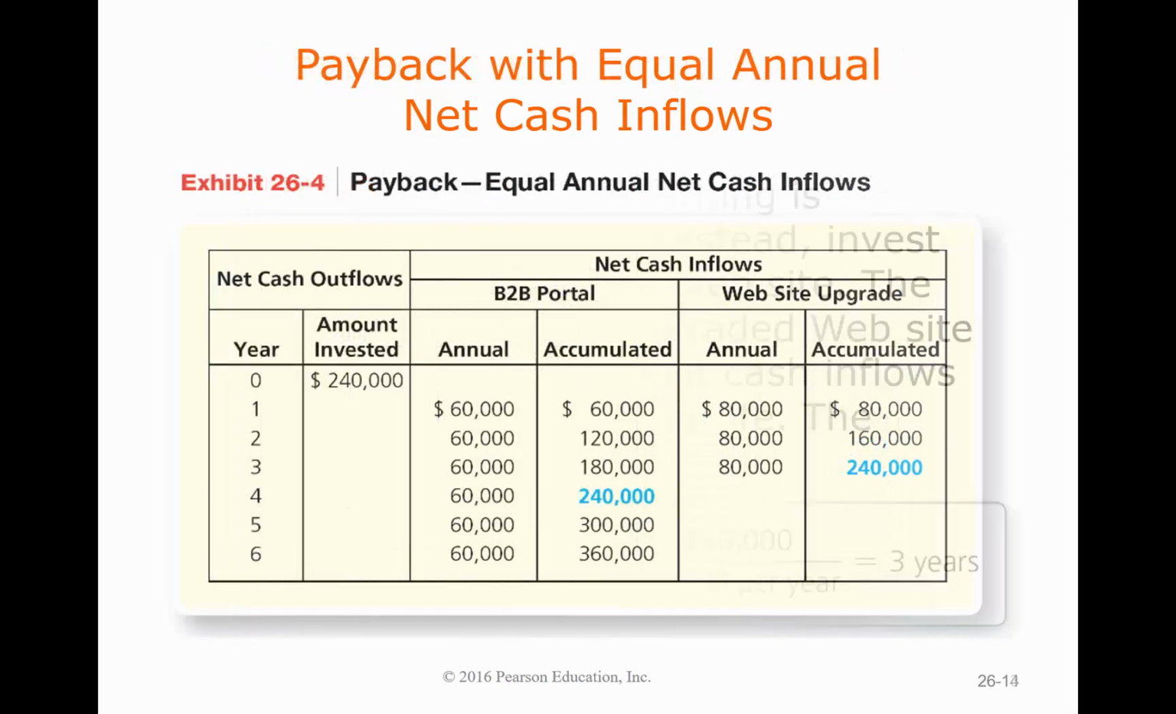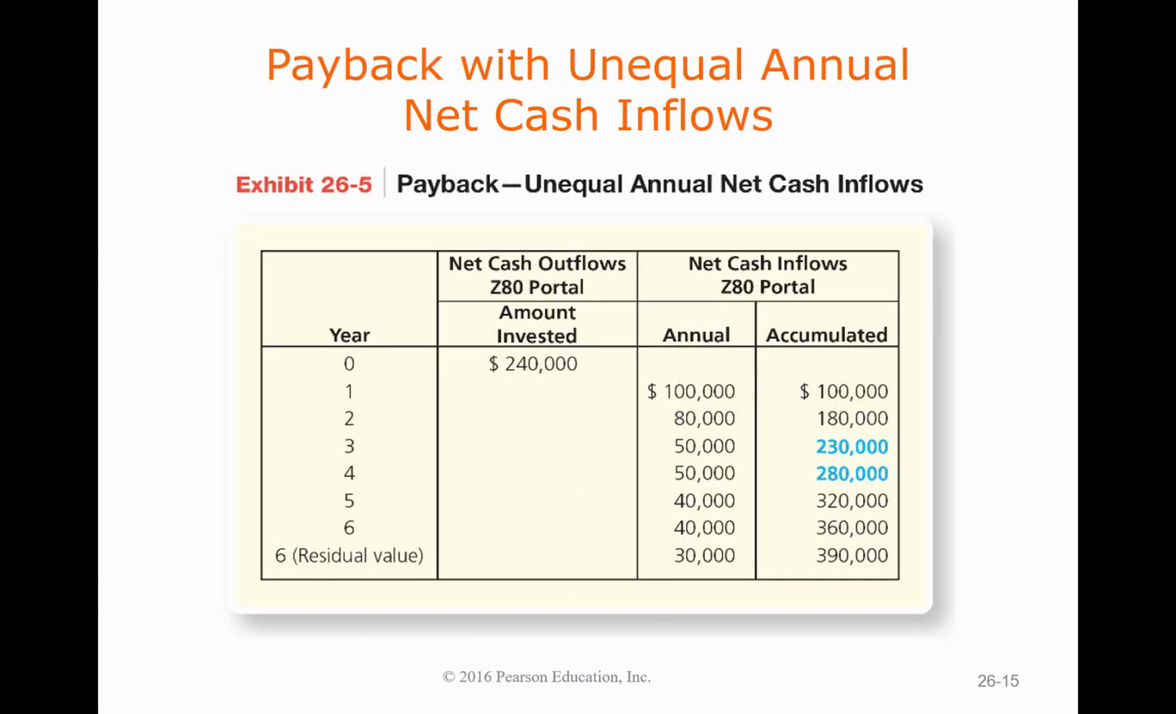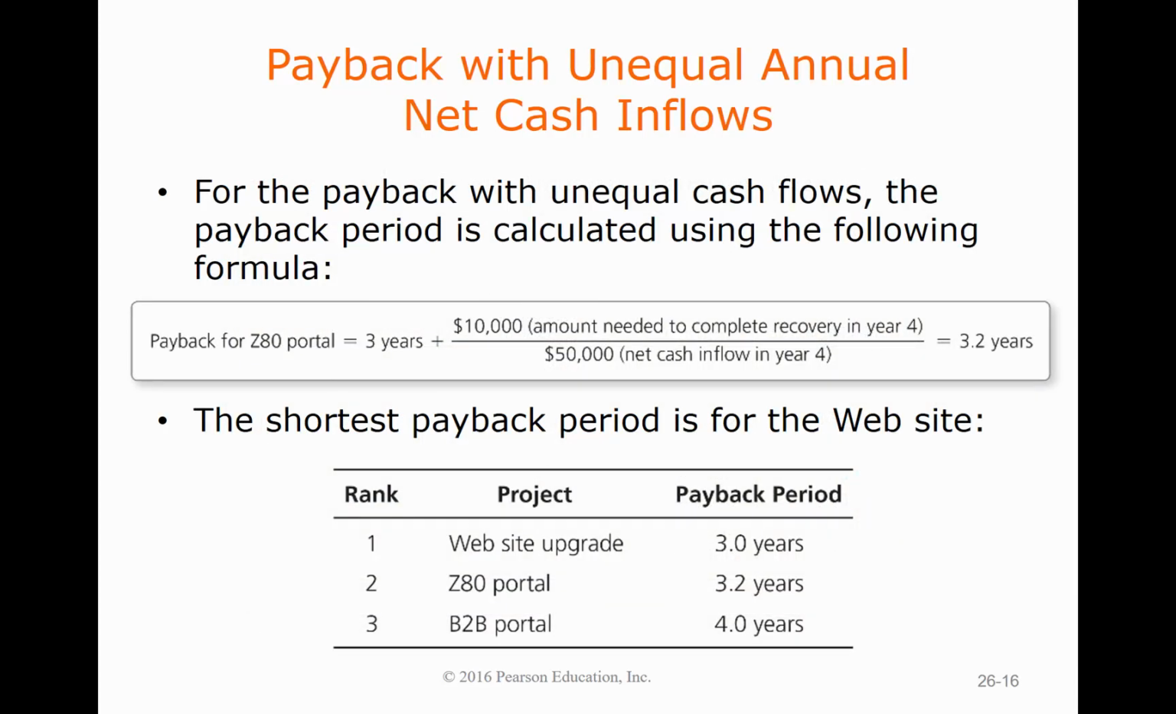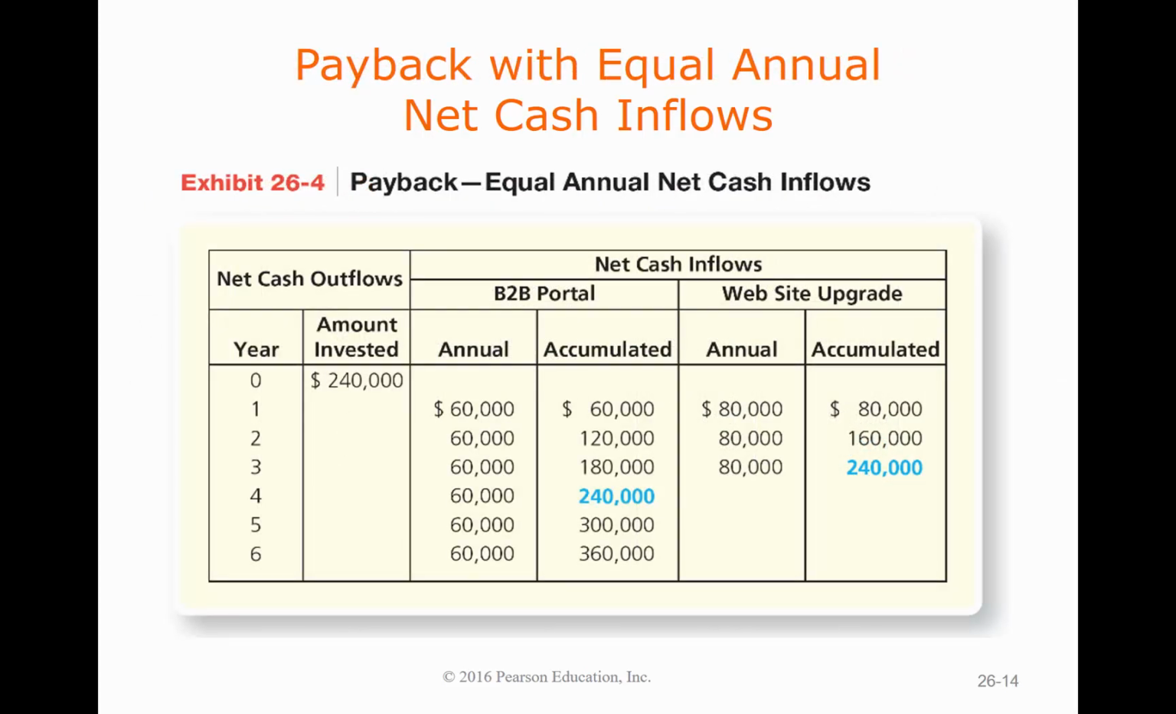So look at the 3 different investments. This one's going to pay back $60,000 a year for 6 years. This one's going to do $80,000 a year for 3 years. And this one's going to do 180, 50, 50, 40, 40, 30 for 6 years plus the residual amount they can get back. According to payback, the website upgrade's the best one, the 3-year. So that only brings in $240,000 in total cash inflows. It does pay it back fastest, but then it's done making us money.